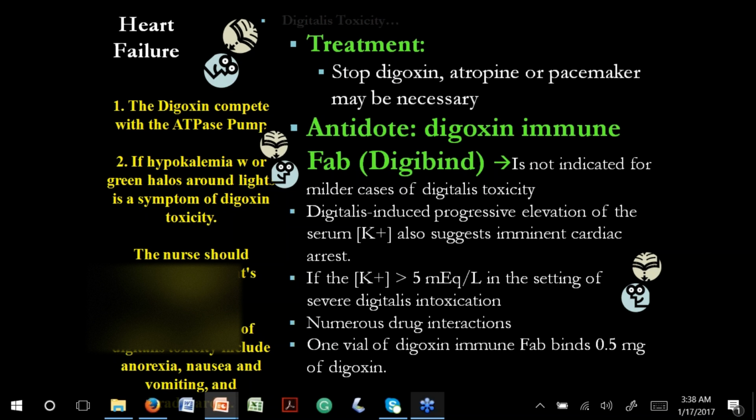Once you have the toxic levels, the digoxin is attached to the sodium-potassium pump, and the potassium cannot get into the cell. So outside the cell, in the serum, the potassium starts to increase little by little. That is one indication for the Digibind. If the potassium is more than 5 milliequivalents per liter, that is called severe digoxin intoxication, and that is when we are going to give the antidote.